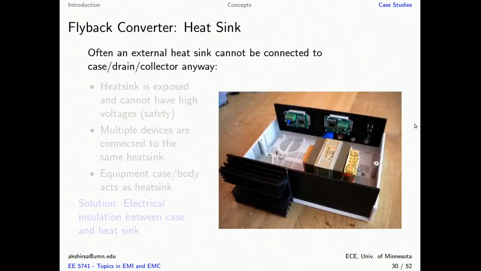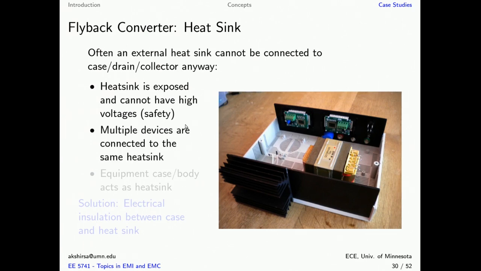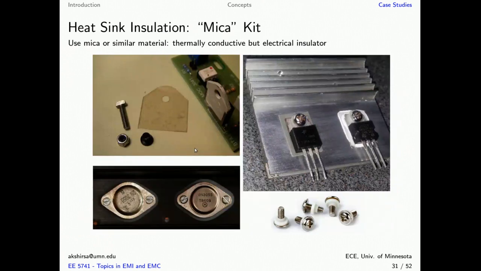Now, one solution is to simply ground the heatsink, but often it can't be done. One of the reasons is that the heatsink can't have high voltages, so we can't have it exposed. And many times the heatsink is connected to multiple devices, and as a result, we cannot ground the heatsink directly. And in some cases, the equipment body acts as the heatsink. So we need some electrical insulation between the case and the heatsink. So what do we do?